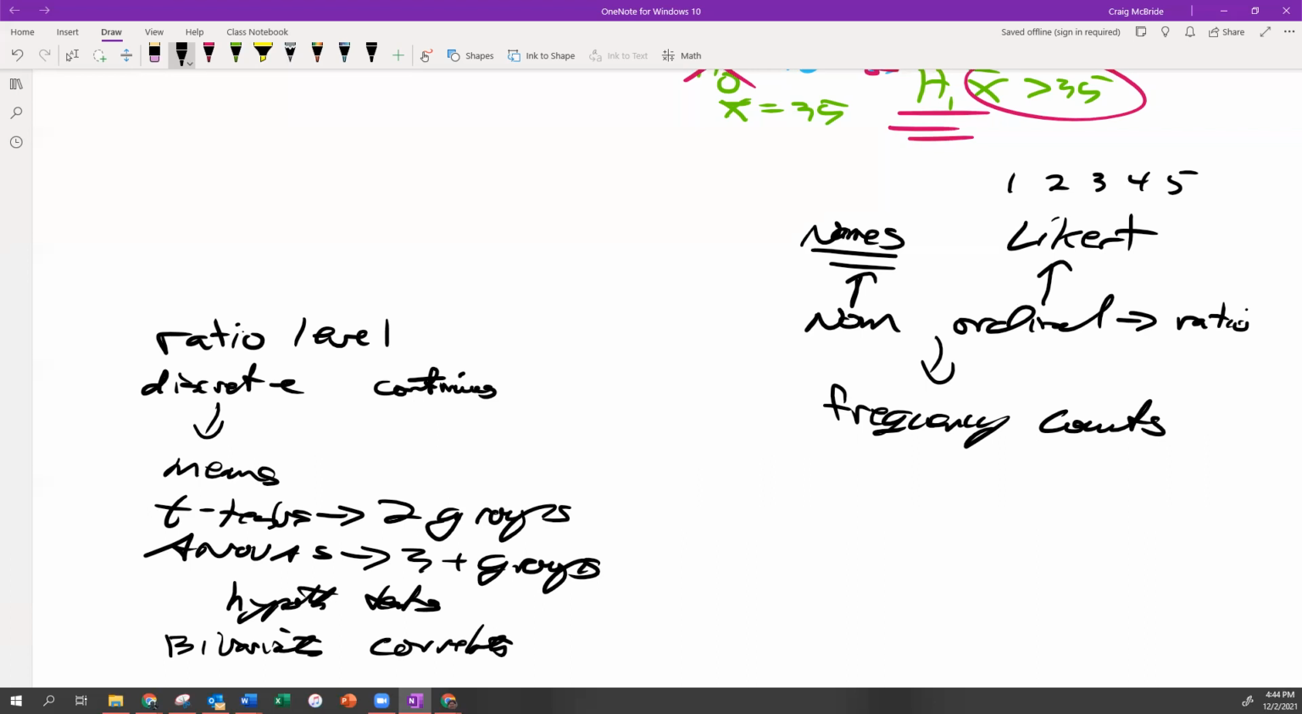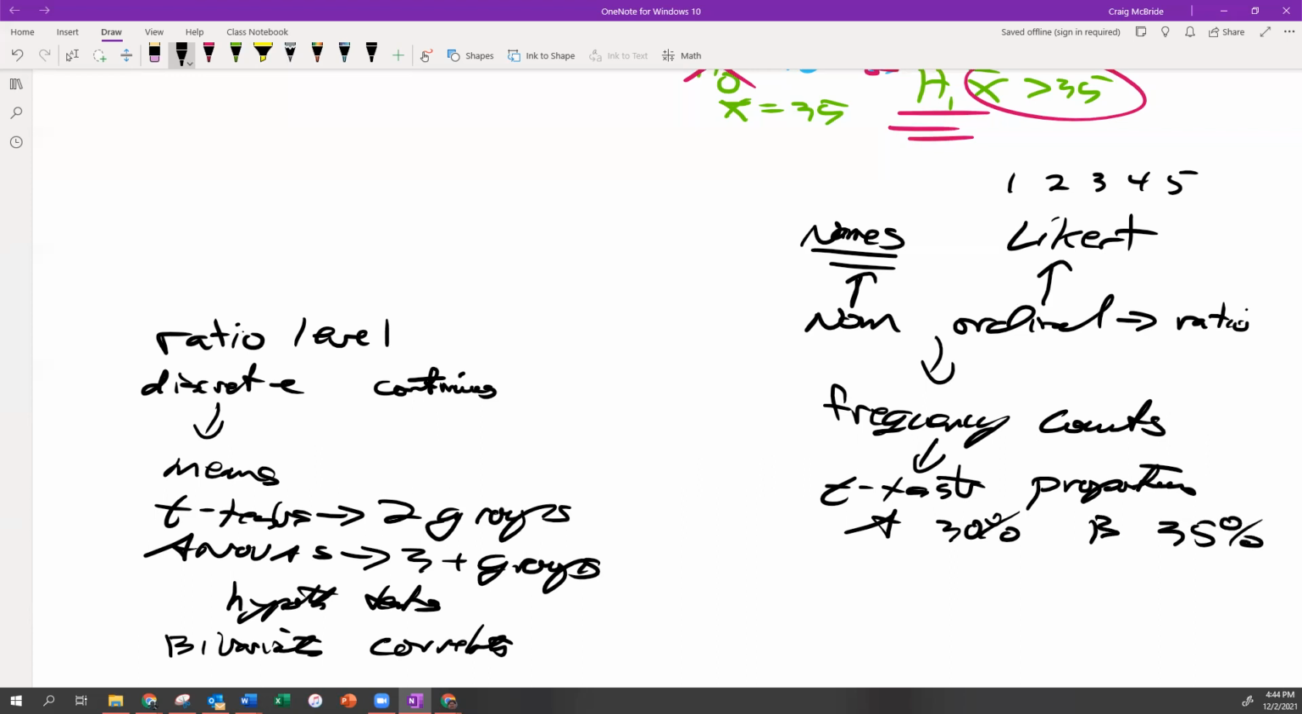Now over here with this kind of data, again, all you can do is frequency counts. So really the only kind of analysis you can do with frequency counts is, well, you can still do t-tests, because instead of between means, you can do t-tests on proportions. So group A, 30% said yes. Group B, 35% said yes. Now you can do a t-test to compare those 2 proportions and see if they are statistically significantly different based on the sample sizes. And then of course you can do hypothesis tests for those as well.